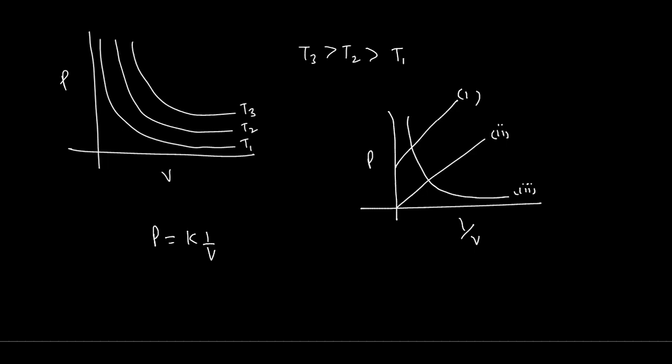The second one is the correct graph. Very good. Why are we considering this one? We can consider this one because we can compare this equation with y equals m into x. Okay, y is equal to m into x.